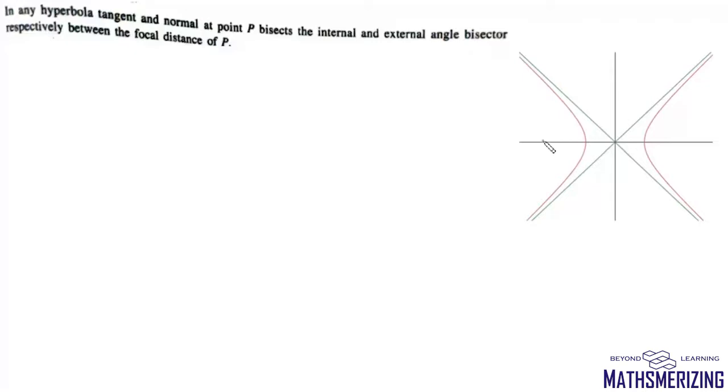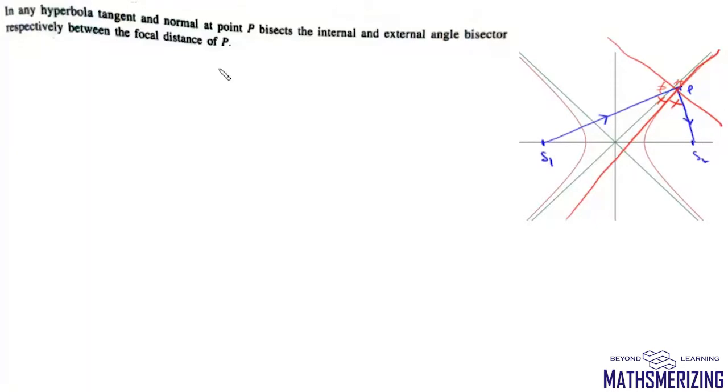So if we have two foci, say S1 and S2, and we have any point P, then the tangent and normal at P will bisect these focal distances internally and externally, which gives us our reflection property: any ray passing through one focus of a hyperbola must pass through the other focus after reflection.